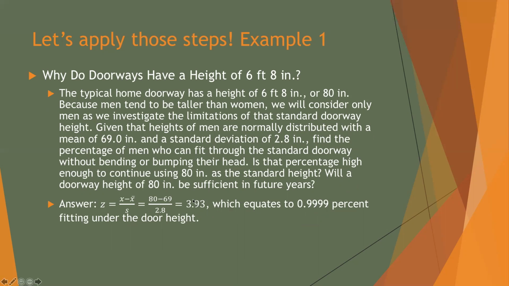We are not done. That just tells us the z-score. We need to figure out the area, or the probability, or the percentage of people who will fit under the door. And it looks like it's almost 100%. It's 0.9999. In fact, if you look at your table, you'll see 3.50 and up is 0.9999. Basically it means that a very, very small portion of the population is actually taller than 80 inches and will not fit through the doorway.